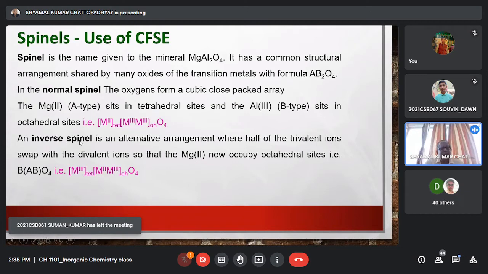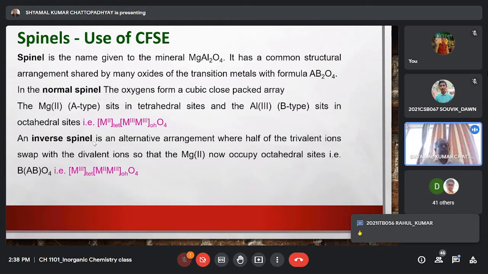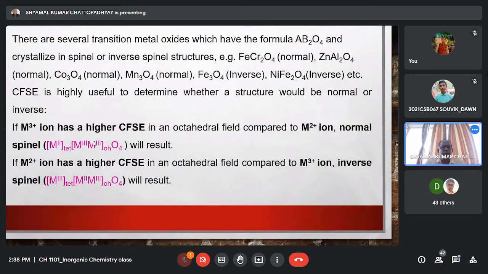So spinels may have 2 kinds of structure: the normal spinels, where the divalent ion occupies the tetrahedral site and both the trivalent ions occupy the octahedral site, or the invert spinel, where one of the trivalent metal ions occupies the tetrahedral site and the other trivalent metal ion along with the divalent metal ion occupies the octahedral site. So now the question is, which type of oxides will have which type of structure? So let us take some examples.